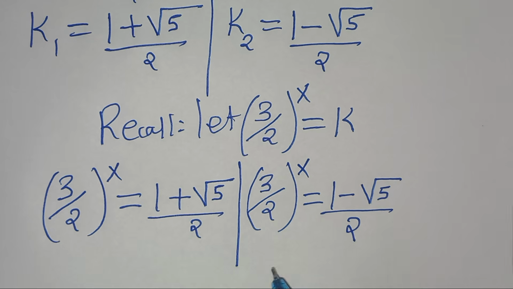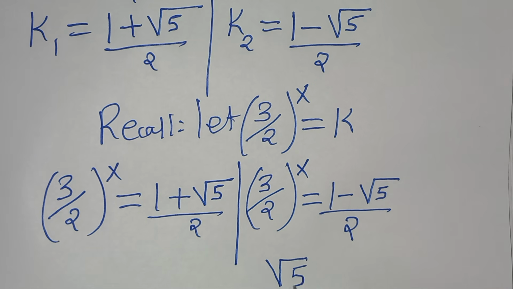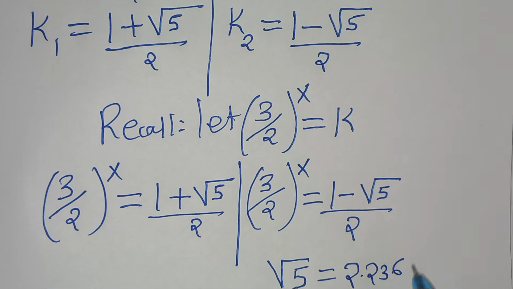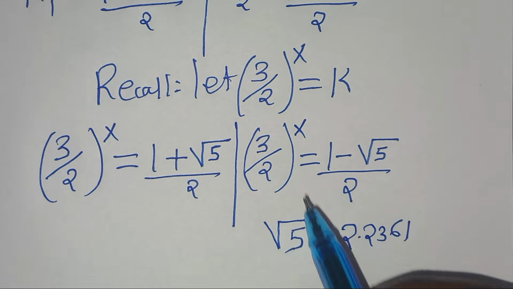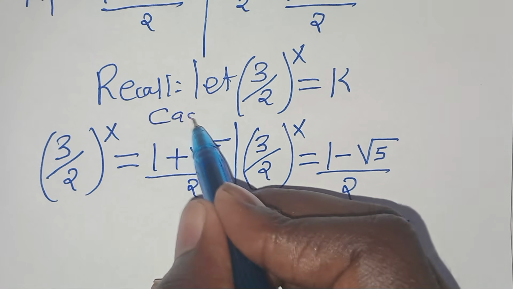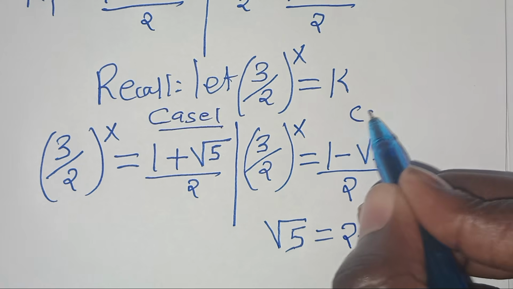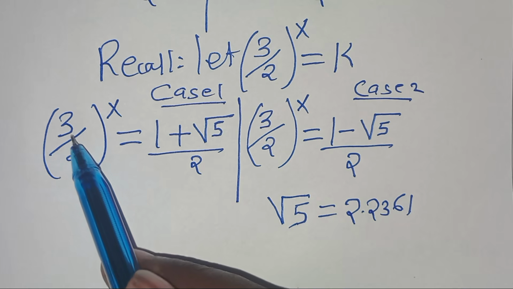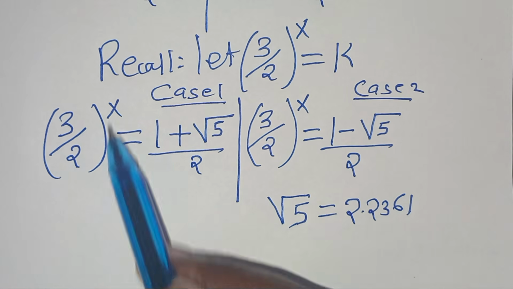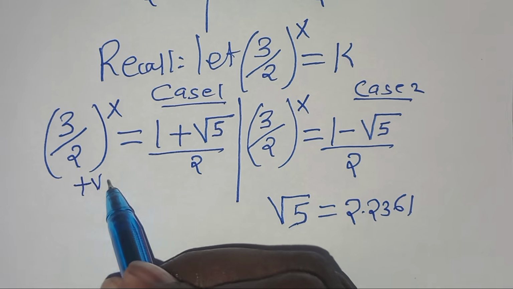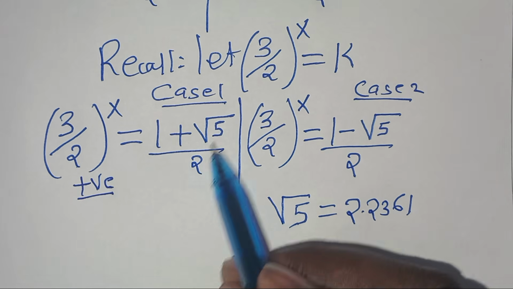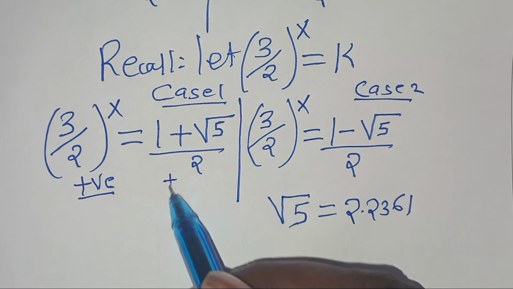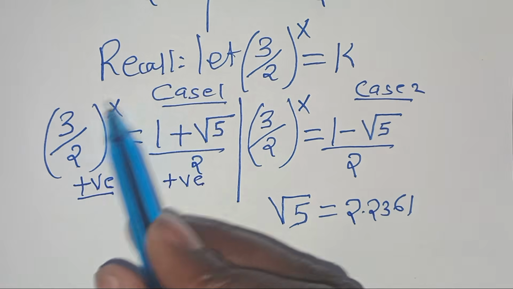Now, the square root of 5 is the same thing as 2.2361. Let's call this case 1 and let's call this case 2. From case 1, on the left-hand side, (3/2)^x essentially will give us a positive value. And on the right-hand side, we have (1 + √5)/2, which is also a positive number. So we can proceed to solve for the value of x.